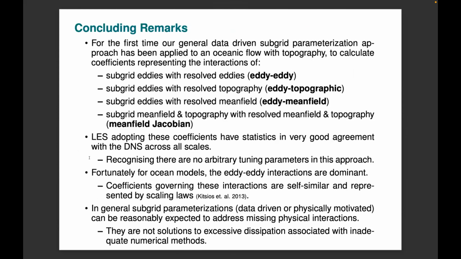So in conclusion, for the first time, our general data-driven subgrid parameterization approach has been applied to an oceanic flow with topography. And we've calculated coefficients representing the Eddy-Eddy interactions, Eddy topographic, Eddy meanfield, and also the meanfield Jacobian. LES or coarsened resolution versions adopting these coefficients have statistics in very good agreement with the DNS across all scales, recognizing also that there are no tuning parameters in this approach.